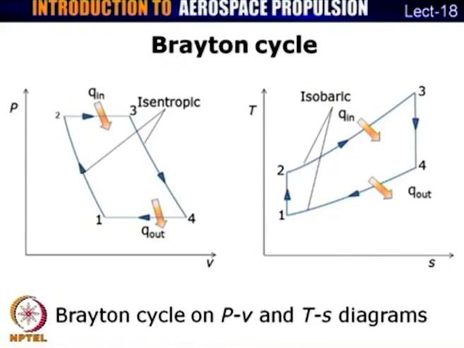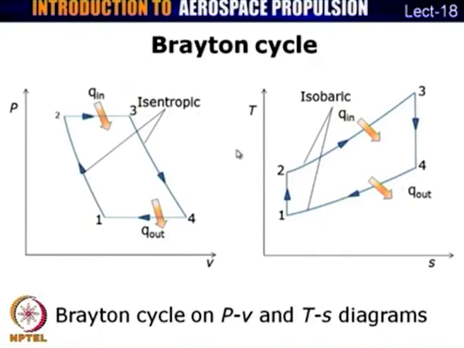On PV and TS coordinates, the Brayton cycle looks like this. We have the first process, which is a compression process. Process 1-2 is isentropic compression, and process 2-3 is constant pressure heat addition. So, Q in takes place during process 2-3. Process 3-4 is an isentropic expansion process, and process 4-1 is a constant pressure heat rejection process, with Q out taking place during process 4-1.